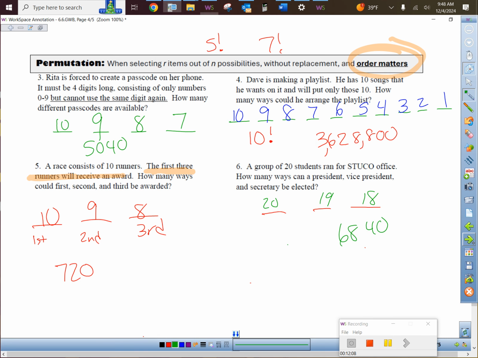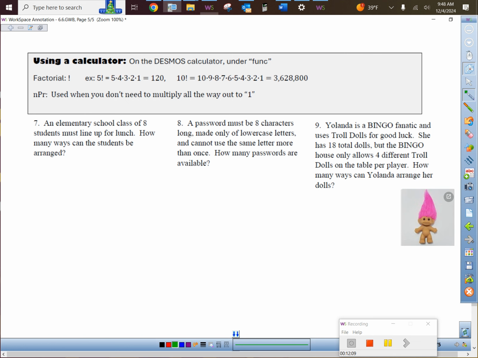Cool. So then here, I showed you on the Desmos calculator how to do factorial. There is a fancy way to do the permutations also, and we'll show you when that's necessary. I don't like to use it if I don't have to, but I'll show you. Sometimes you've got to do it.